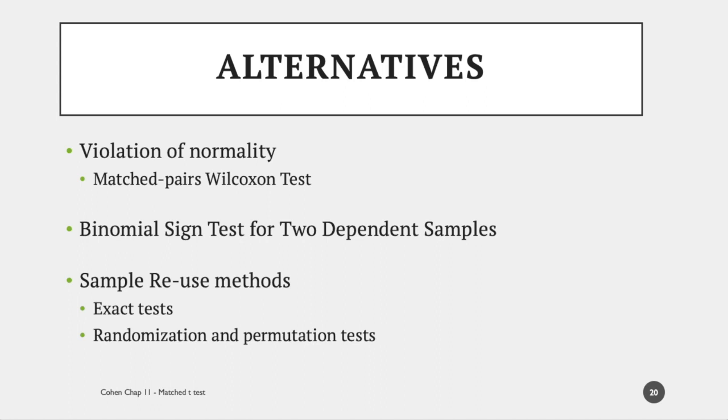So some alternatives: when you don't have normality, you can use what's called the matched pairs Wilcoxon test. You can also use what's called the binomial sign test for two dependent samples. I haven't used that one in the wild personally, but it is a great alternative. And you also can use sample reuse methods. You can use exact tests. They're a very specific type of statistical analysis. Or you can use randomization and permutation tests. These are all really useful, particularly when you have a violation of normality in your data.